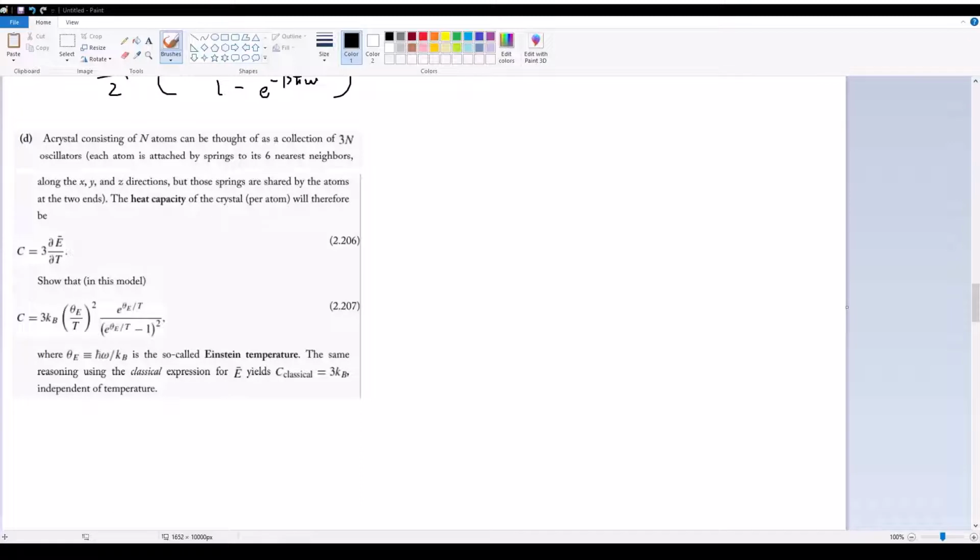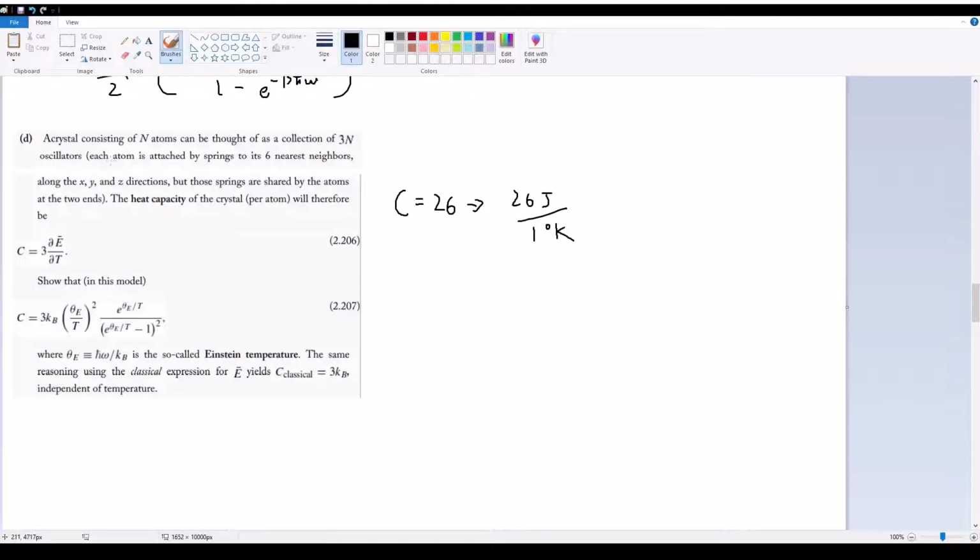So part D is now going to introduce the heat capacity. So as a quick refresher, the heat capacity is defined as the amount of energy that's required to raise the temperature of a given system by 1 degree Kelvin. So if C equals 26, for example, this would translate to requiring 26 joules of energy to raise the temperature of a system by 1 degree Kelvin.